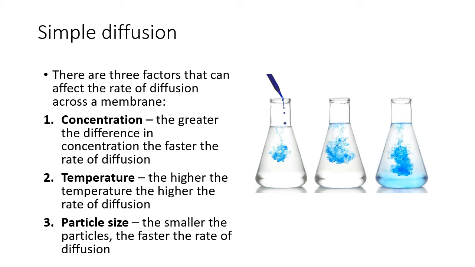Three factors can affect the rate of diffusion across a membrane. The first one is concentration. The greater the difference in concentration, the faster the rate of diffusion. Second one is temperature. The higher the temperature, the higher the rate of diffusion. This is why sugar will dissolve more quickly in warm water compared to cold water. The last is particle size. The smaller the particles, the faster the rate of diffusion. This is like if you had a cube of sugar and you tried to dissolve it, it would actually dissolve much more quickly if you crushed the sugar cube into individual sugar granules.